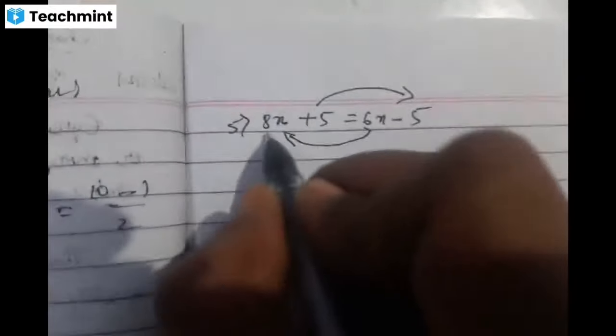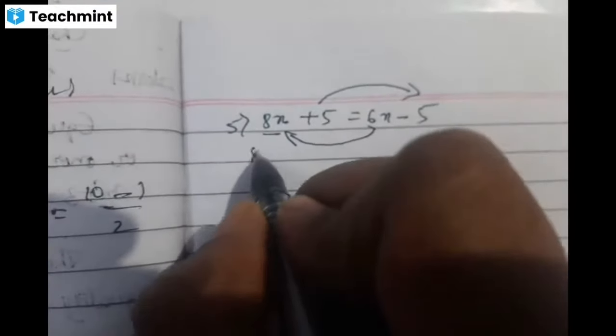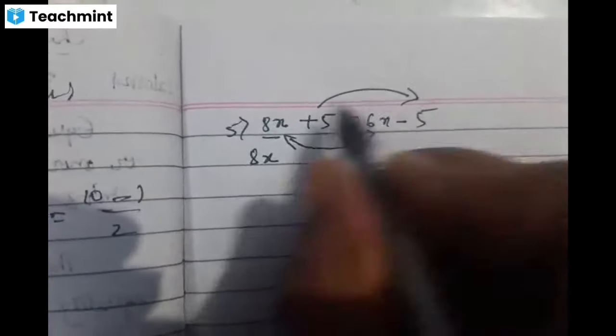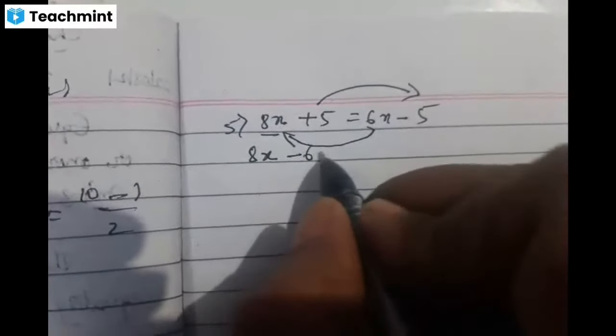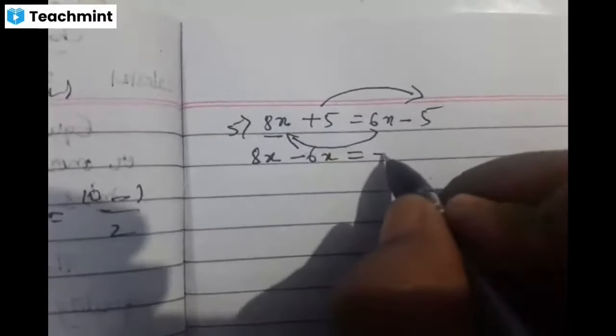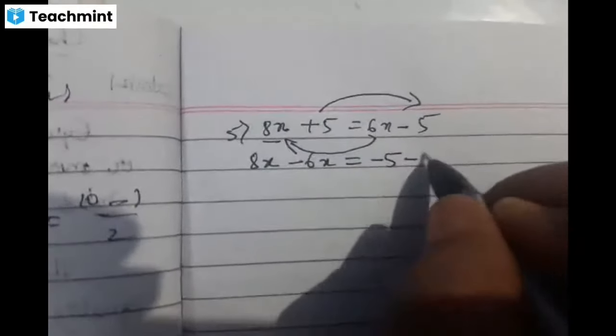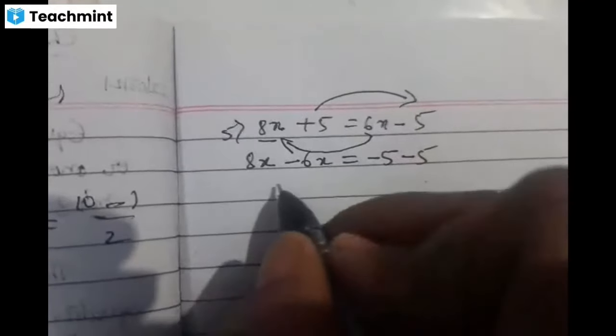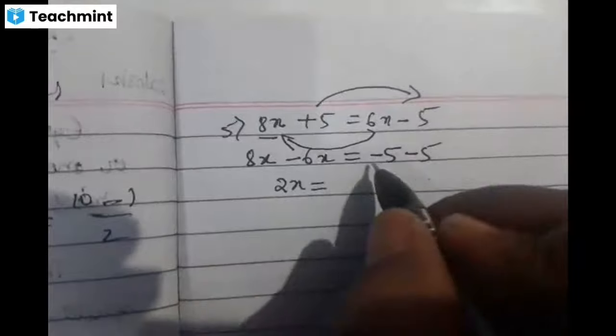What I do, first I take 8x. I write 8x. This minus 6x is on the right. When I take it to the left, it becomes minus 6x is equal to, here plus 5 is there. If I take it to the right hand side, it will become minus 5, and minus 5 as it is. Now, 8x minus 6x is 2x is equal to minus 5 minus 5 is minus 10. Both are having the same sign, so add and keep the same sign.